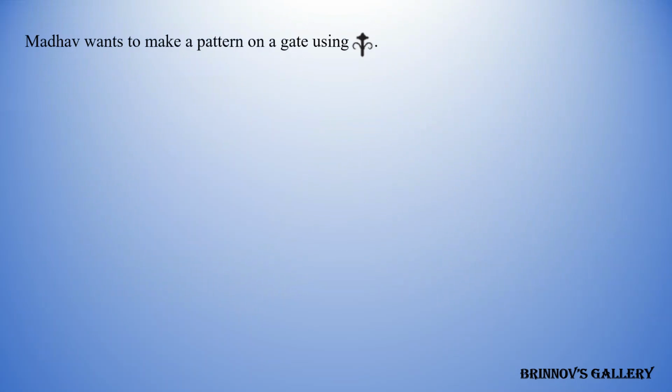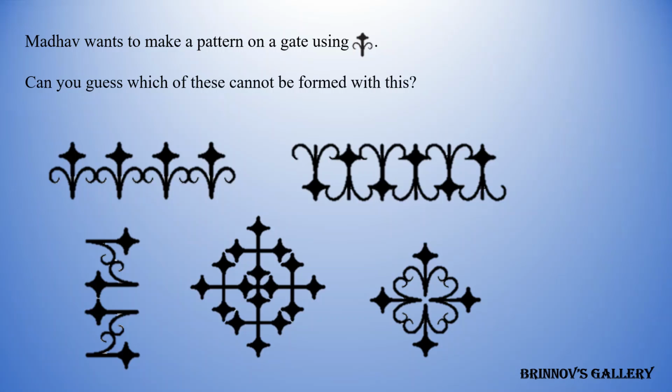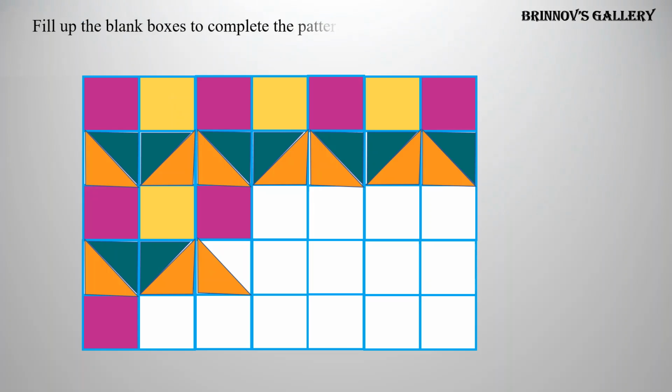Madhav wants to make a pattern on a gate using this. Can you guess which of these cannot be formed with this? Fill up the blank boxes to complete the pattern.